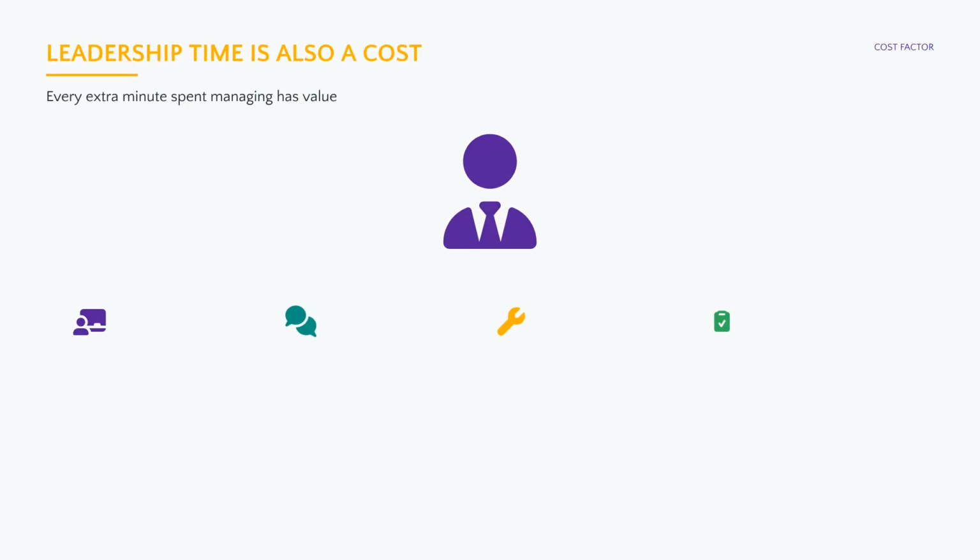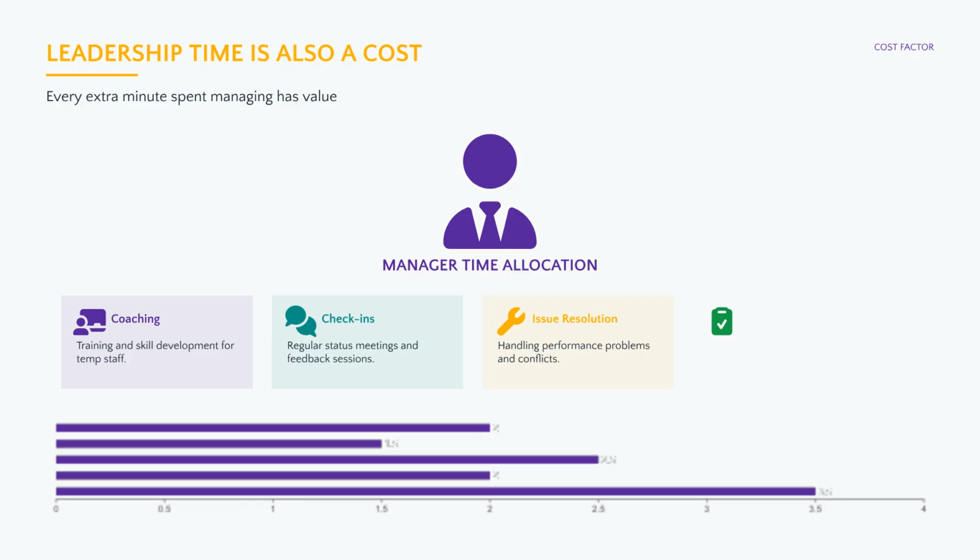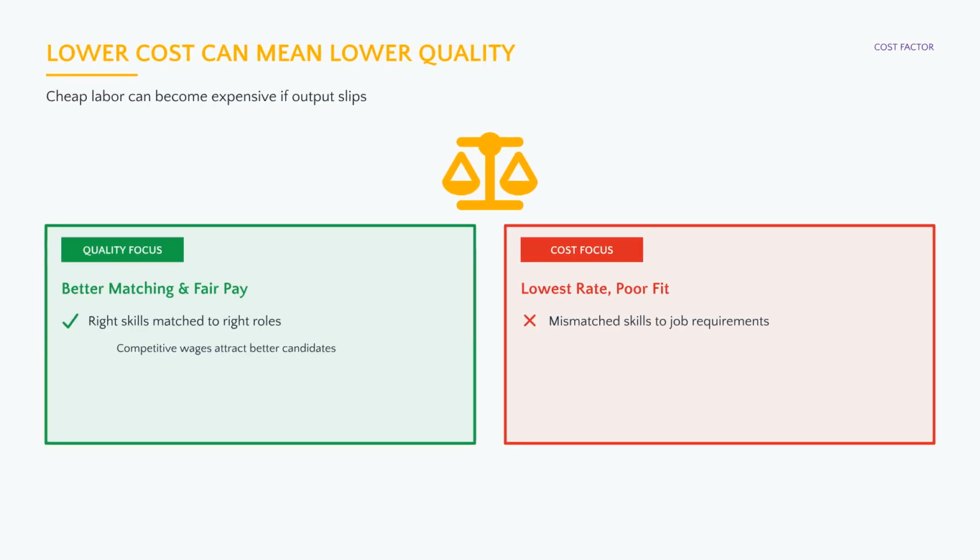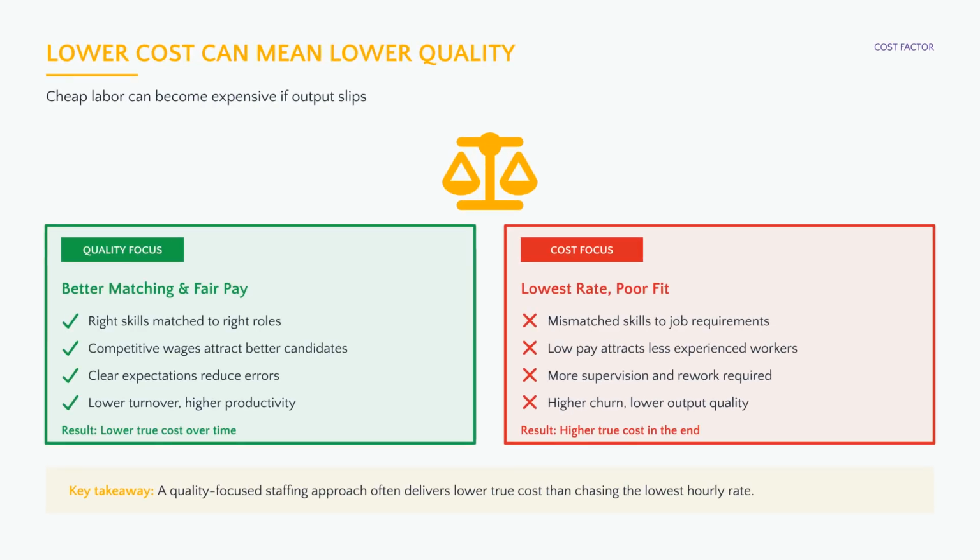Leadership time is a measurable cost. Managers spend significant time on coaching, check-ins, issue resolution, and approvals, adding to the true cost of temporary labor. Chasing the lowest hourly rate often results in lower quality and a higher true cost. Focusing on better matching and fair pay leads to lower turnover and higher productivity over time.